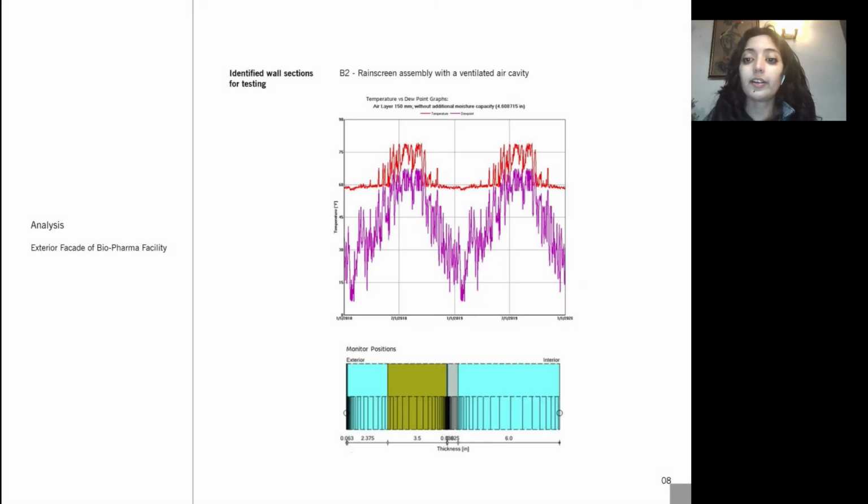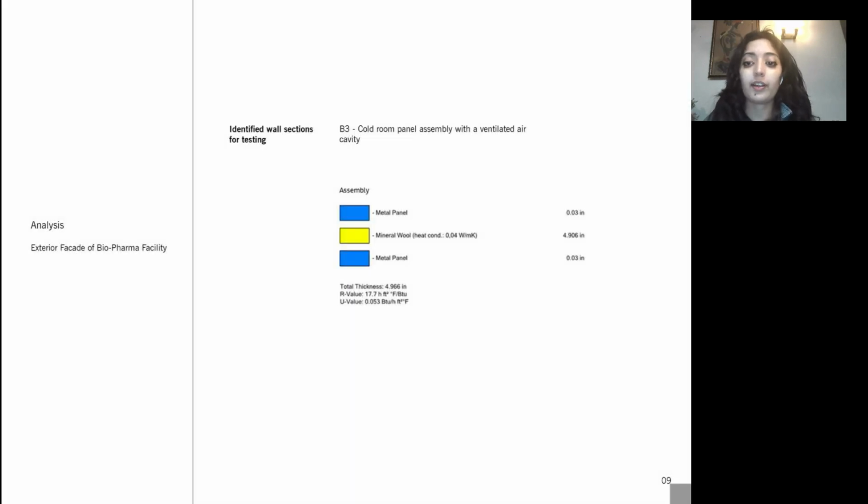So now you can clearly see that the red line and the purple line do not meet. That means the temperature and the dew point lines are far apart, so they will never meet and there will never be condensation in the building. So I tested sections for both cases of interiors and exteriors so I could make informed decisions on whether the building section was apt or not.